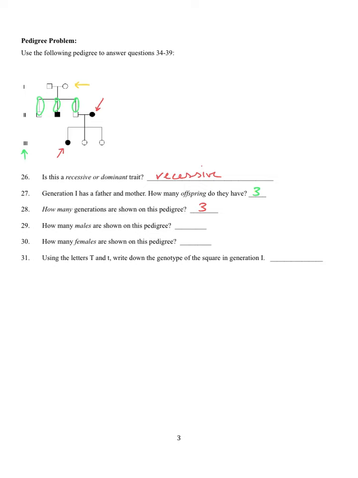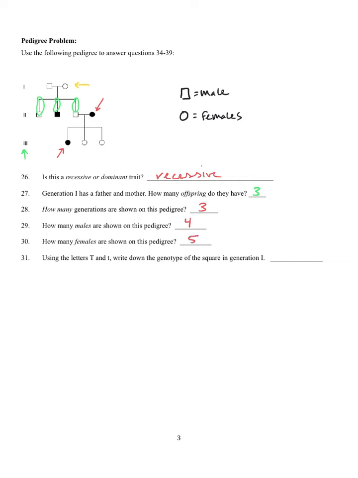Number 29, how many males are shown on this pedigree? If you recall, males are indicated by a square on a pedigree. And so when you count the males or the number of squares on this pedigree, you should see that there are 4. Number 30 says how many females are shown on this pedigree. And if you remember, females are shown by a circle. So in this pedigree, there are 5.